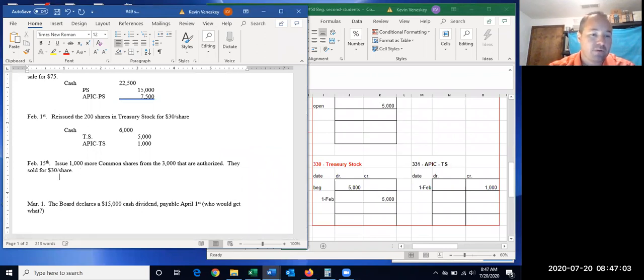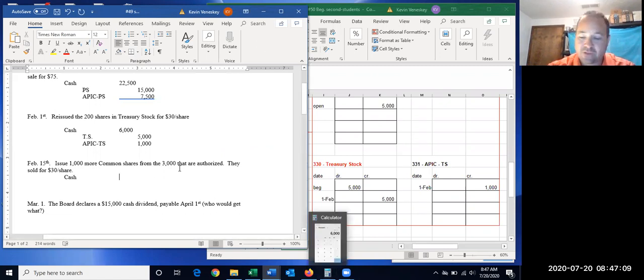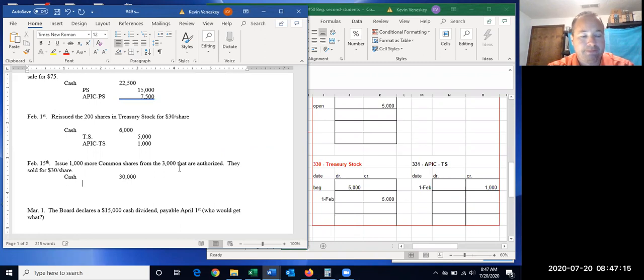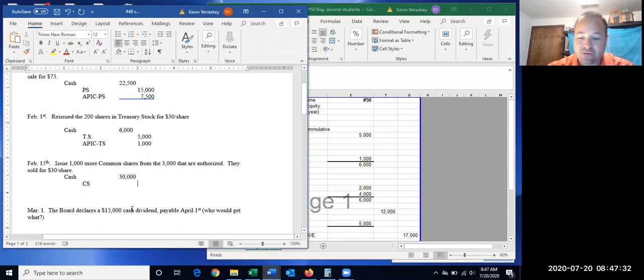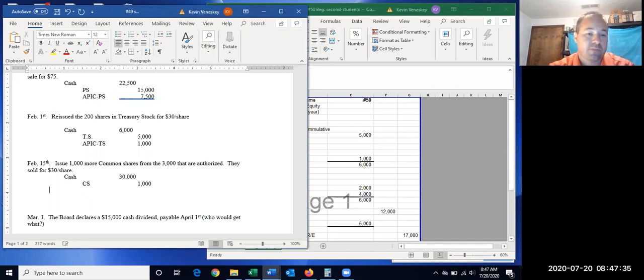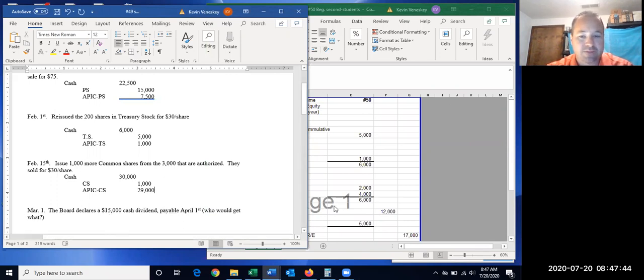So I'm going to come down here. I'm going to debit my cash for the 1,000 times 30. So that's 30,000. And then remember, common stock is always listed at par, just like preferred stock. If I go back to my sheet, I can see that the par value is just $1. So $1 times 1,000 shares is simply 1,000. Then all the rest goes to my additional paid-in capital, 29,000. So now my debits still equal my credits.